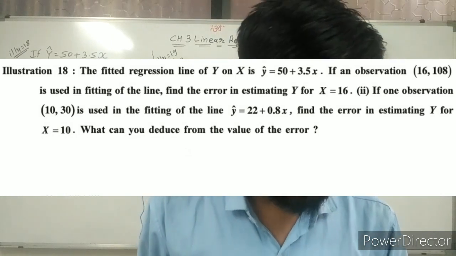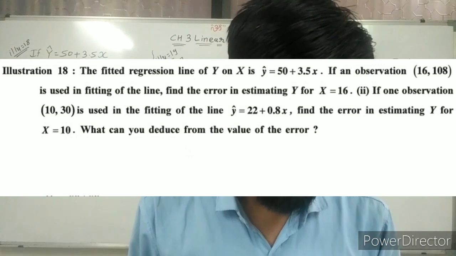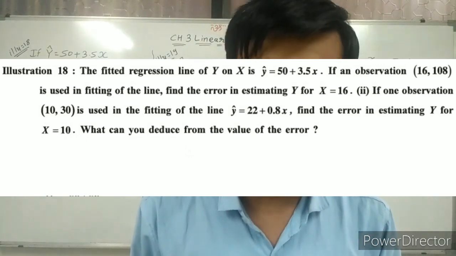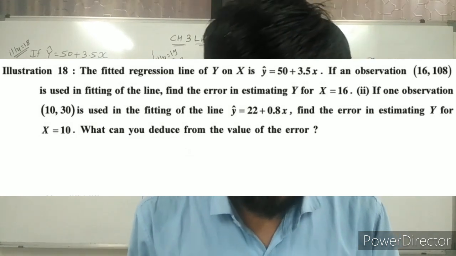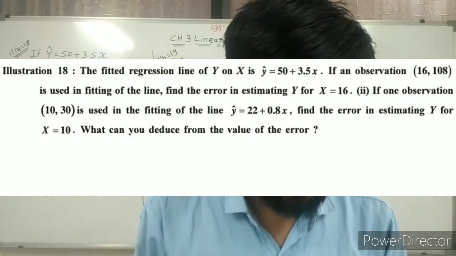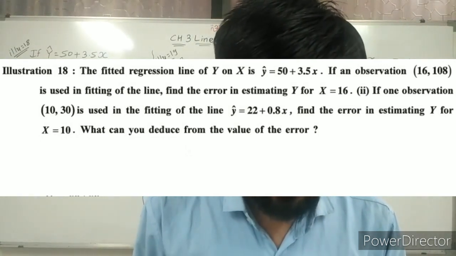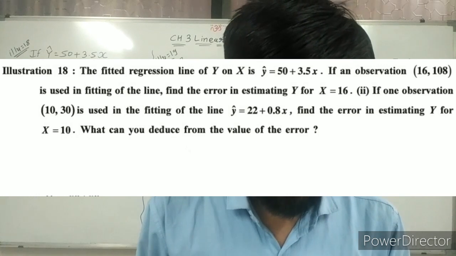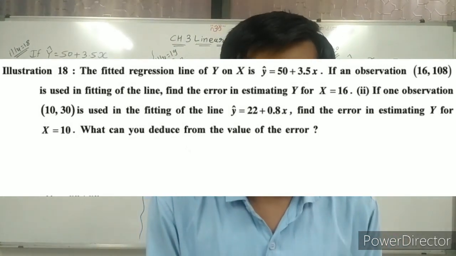The fitted regression line of y on x is y cap is equal to 50 plus 3.5x. If an observation (16, 108) is used in fitting the line, find the error in estimating y for x is equal to 16. Now this is the first question.